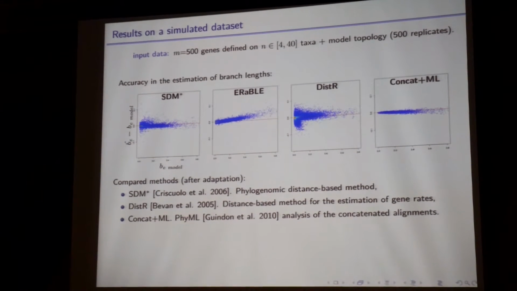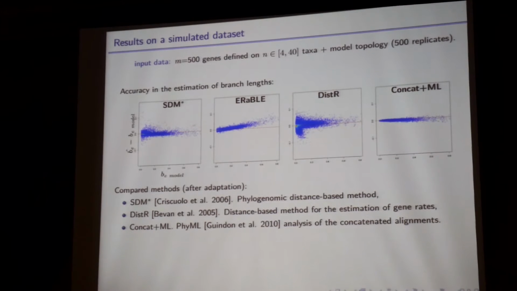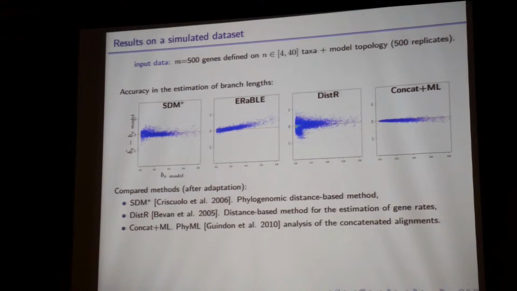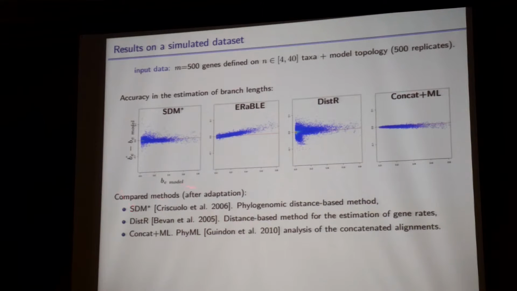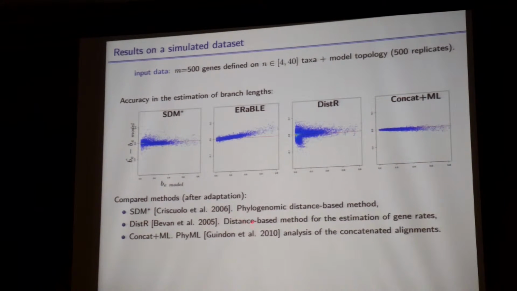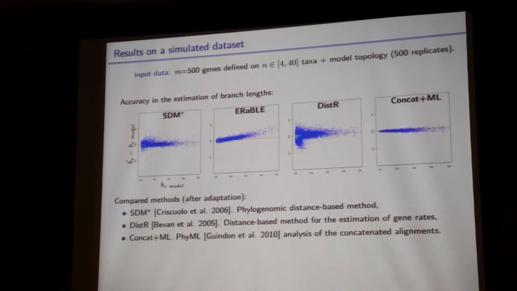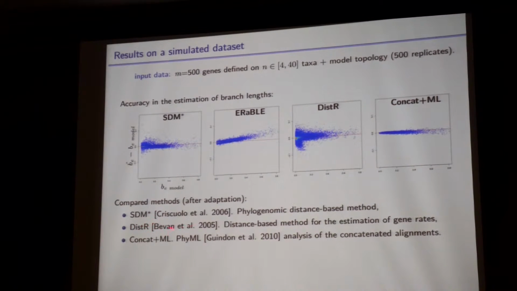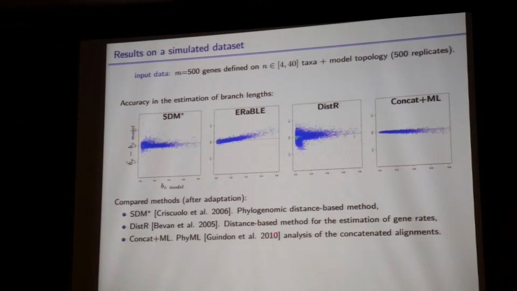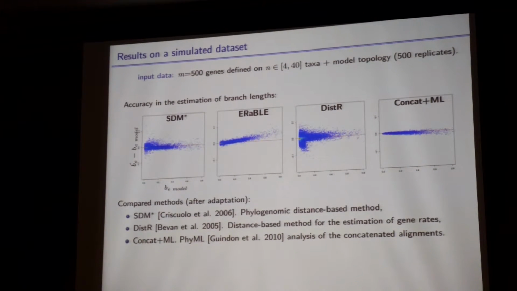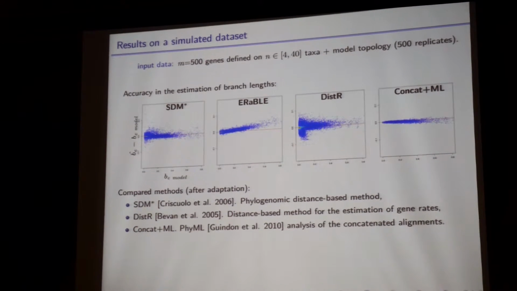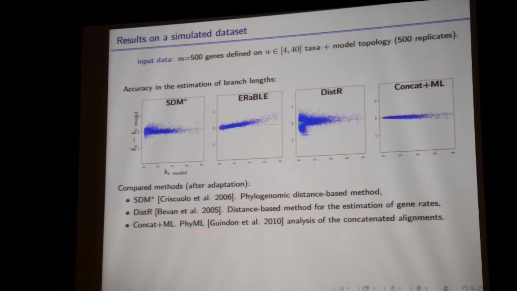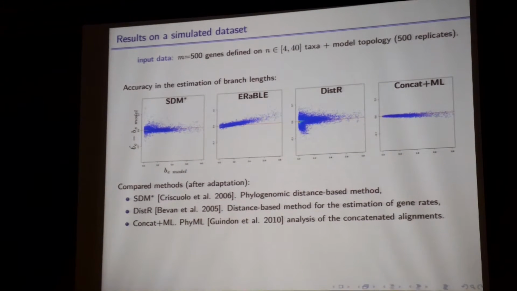So now I'm going to show you some results on the simulated data sets with 500 genes. To compare our method, we had to adapt some phylogenomic distance-based methods: SDM, the super distance matrix method, and the D-star method, which was designed for the estimation of gene rates. And we also compared our method with applying the maximum likelihood method on the concatenated alignment.